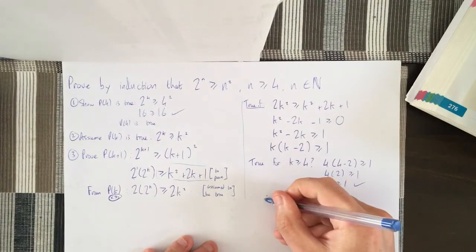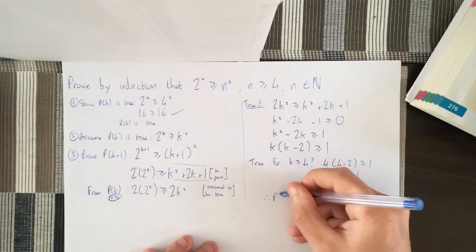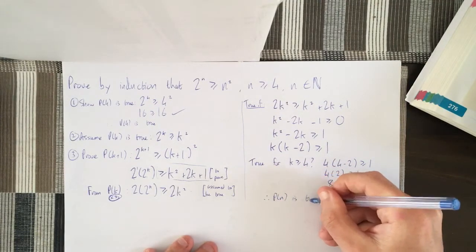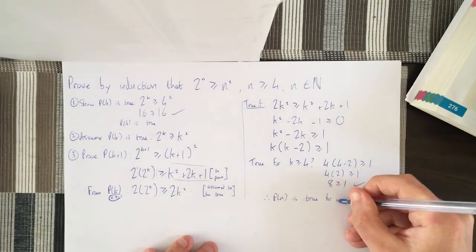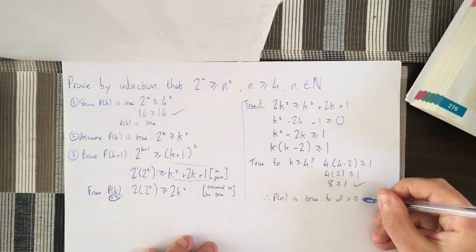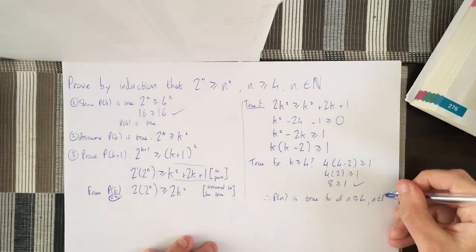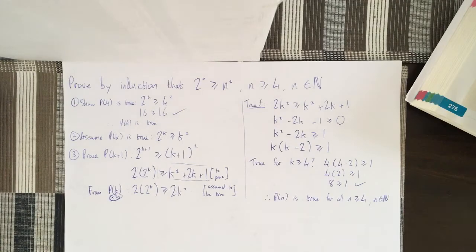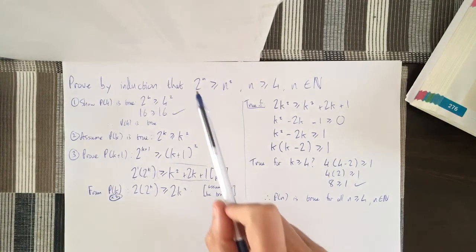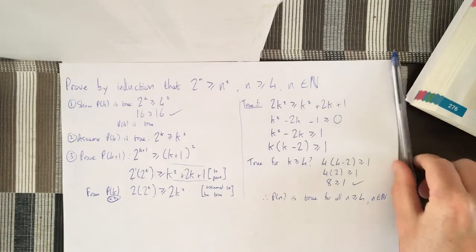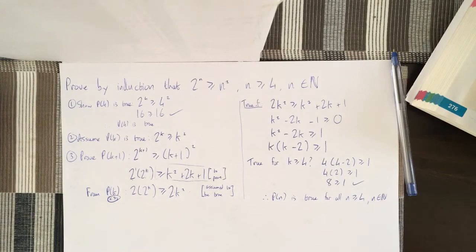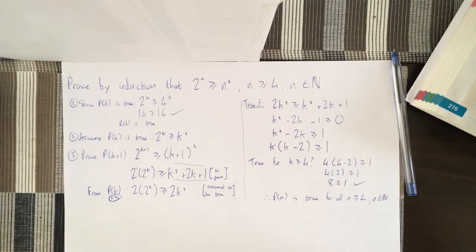So I can go in with my conclusion. Therefore, Pn is true for all natural numbers greater than or equal to 4. That's natural numbers. All right, so there's a proof that 2 to the n is greater than or equal to n squared. It's worth having a look at. They give a couple of examples of the types of these you'll have to solve in the syllabus, and they do mention this one specifically, so it's worth having a look.